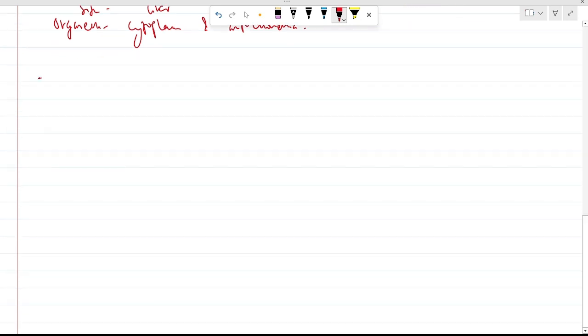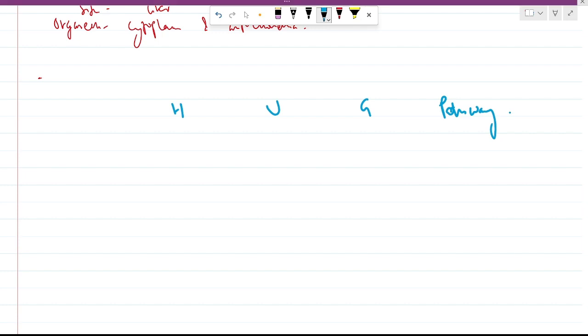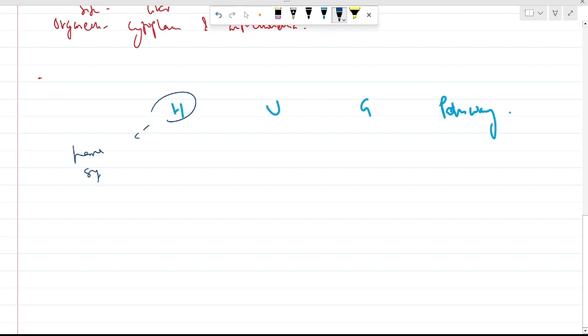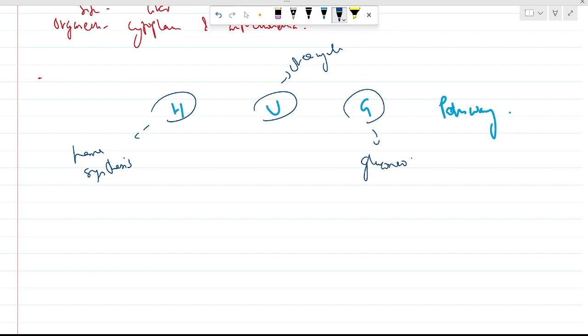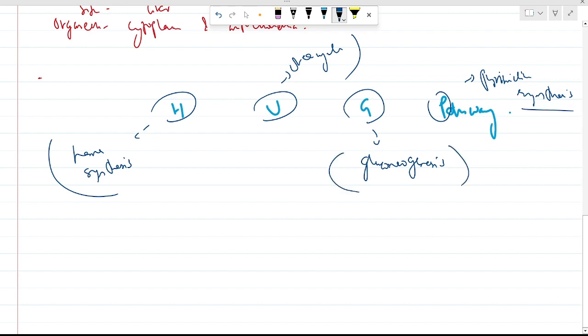Now before moving on to the steps, let's see a mnemonic here. This is the HUG pathway. What is the specialty of this HUG pathway? H is for heme synthesis. U is for urea cycle, and G is our gluconeogenesis. And P is for pyrimidine synthesis. All these, heme synthesis, urea cycle, gluconeogenesis and pyrimidine synthesis, are interconnected. So this totally is called HUG pathway.